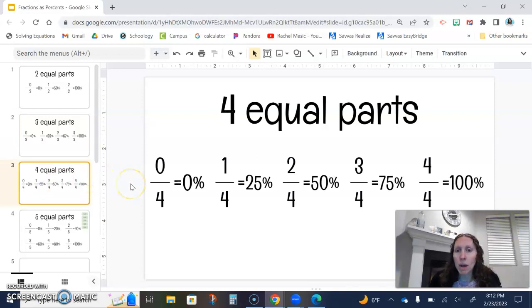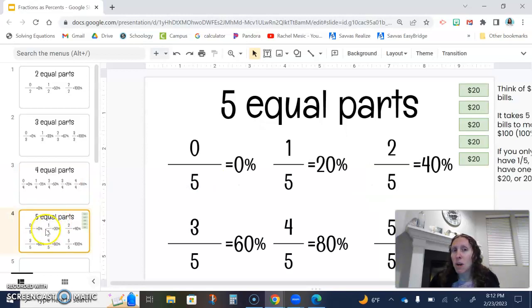All right, 4 equal parts. Think of quarters, okay? 0 is nothing. 1 of 4 quarters is 25 cents or 25%. 2 quarters, 50 cents or 50%. 3 of them is 75%, and of course all of them is 100% or a whole entire dollar.